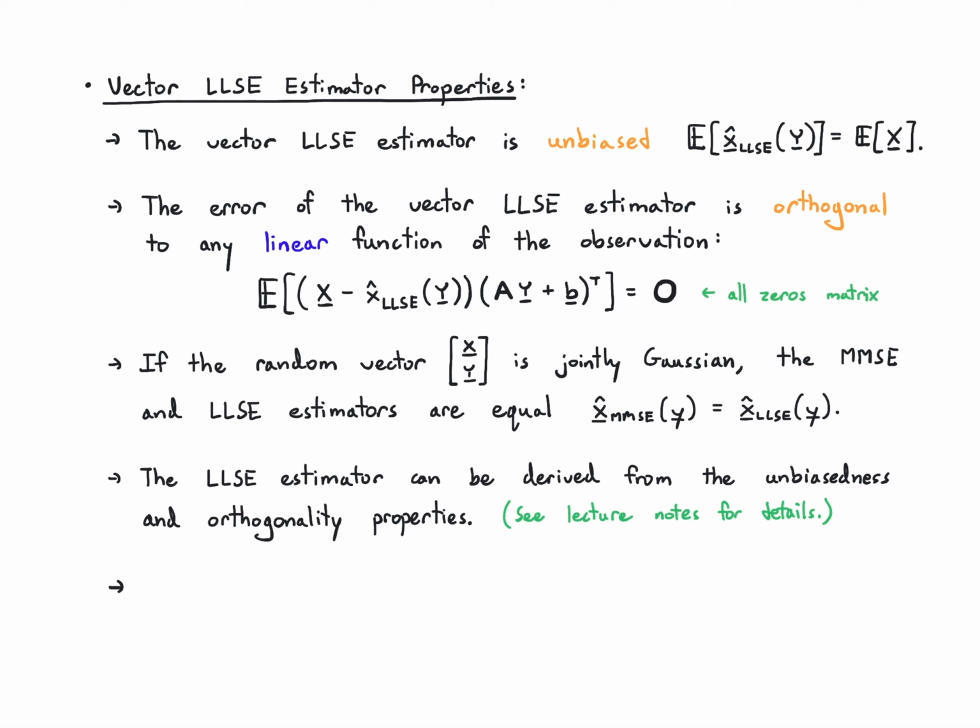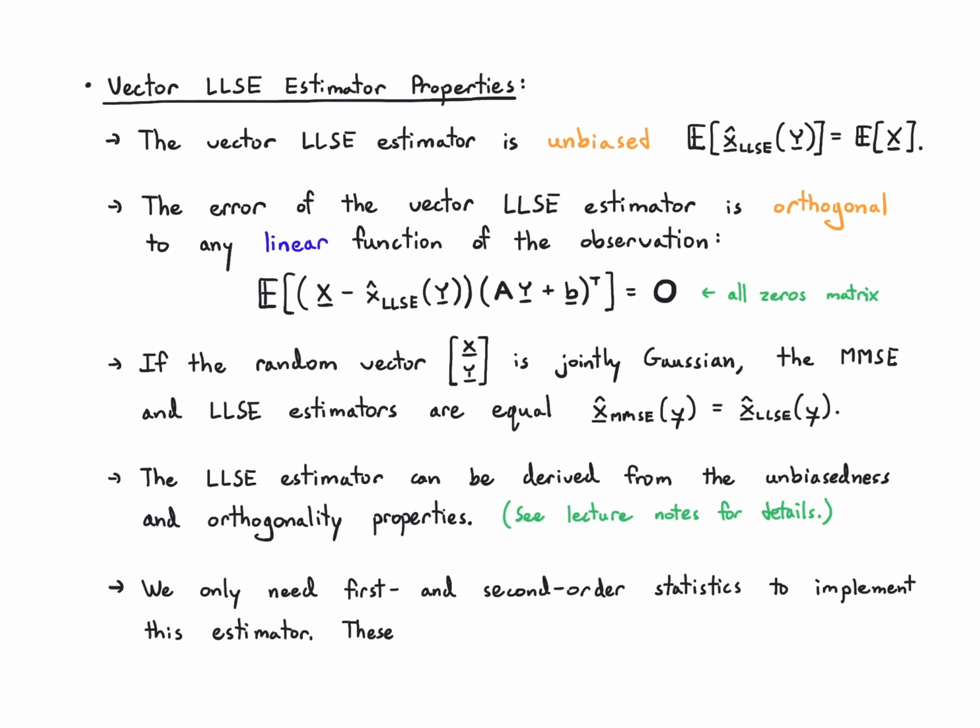This is maybe the preferred way to go about showing what the LLSE estimator really is in the vector case. Practically speaking, the real reason we like this is we just need to learn the means and covariances in order to implement this. We don't need to learn this giant PDF, which might require a huge amount of data and a lot of sensitive fitting operations. We just need to collect first and second order statistics, which, as we'll see, is a pretty easy thing to do, even with limited data.